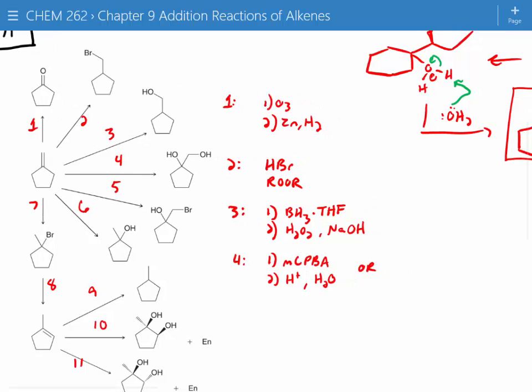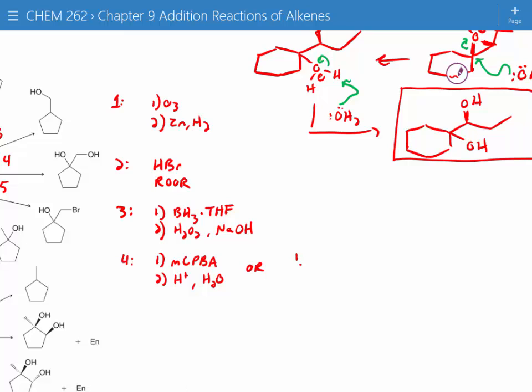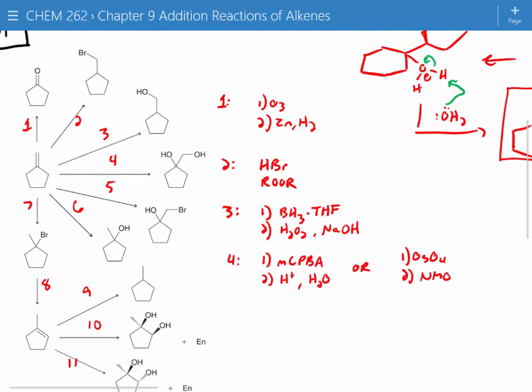In this case, they don't show stereochemistry. Stereochemistry doesn't matter, because it's the same product regardless of the stereochemical outcome. So osmium tetroxide, and then a common reducing agent to get that osmium tetroxide off is N-methyl morpholine, or NMO. Just remember osmium tetroxide does the syn-diol, MCPBA would do the anti-diol.